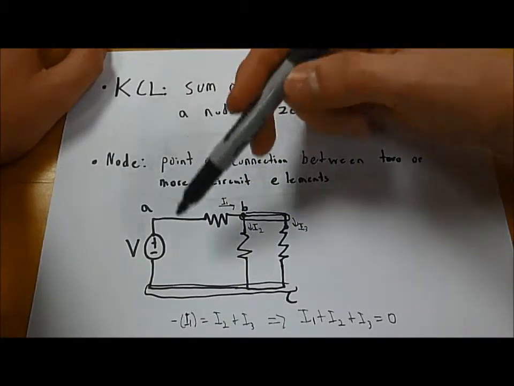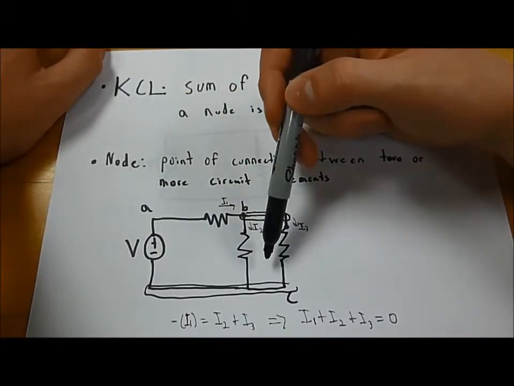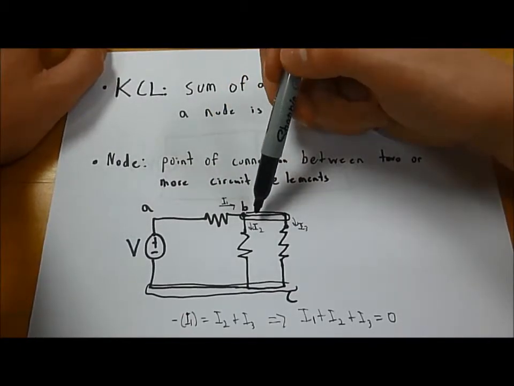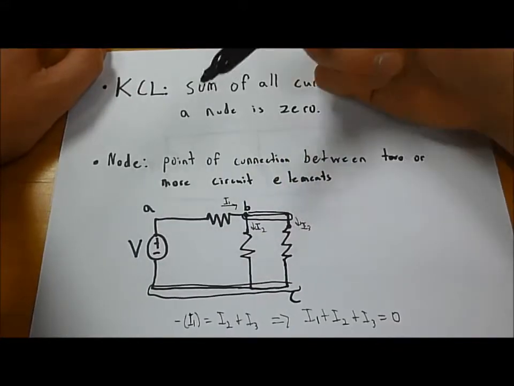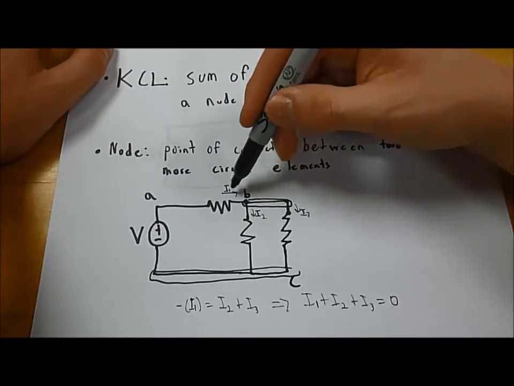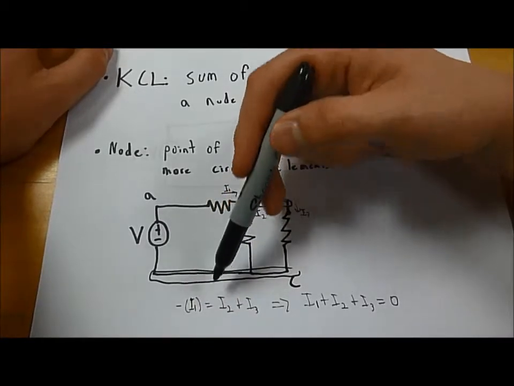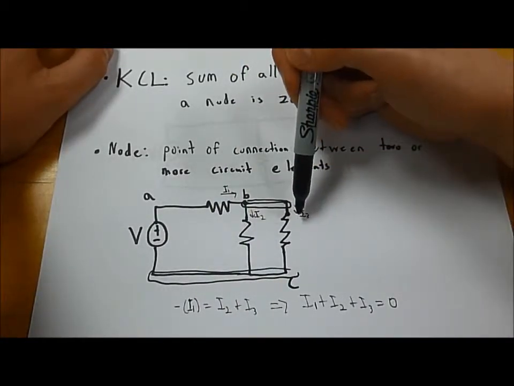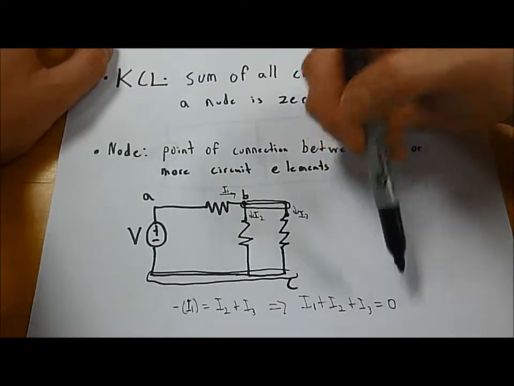Using KCL, we say that all current entering a node has to exit a node. So that means all the current coming from node A and going into B must also exit B into C. So, with this current being I1 from A to B, minus I1 has to equal I2 plus I3, or I1 plus I2 plus I3 must equal zero.